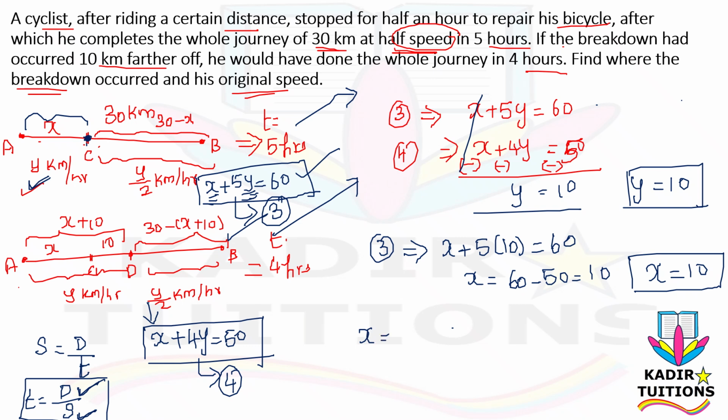So where has the breakdown occurred? At the 10th kilometer. And what about y? What is his original speed? Initially, he traveled with a speed of y kilometers per hour, right? So he was traveling with 10 kilometers per hour speed. So this is how we need to state our answer.